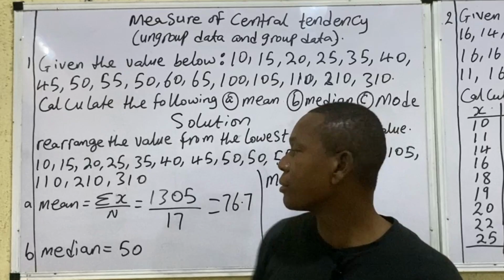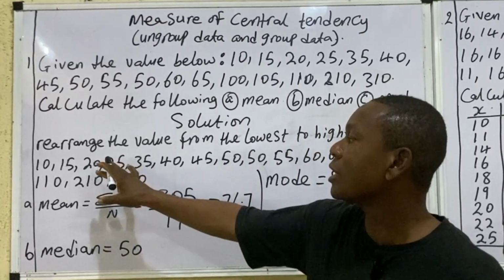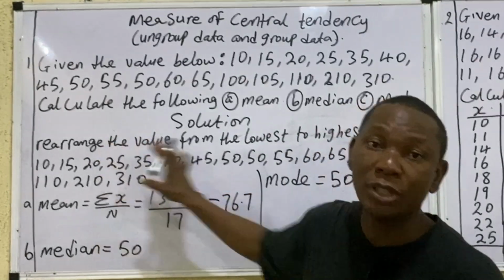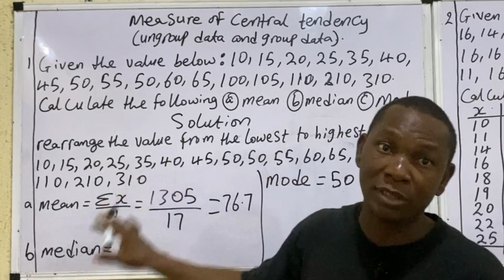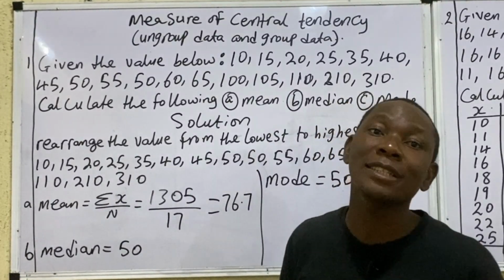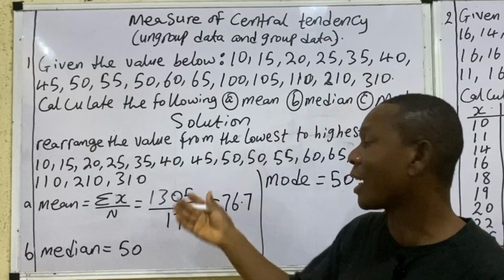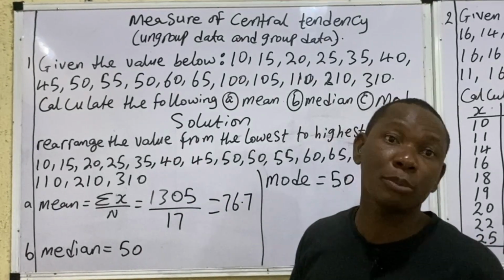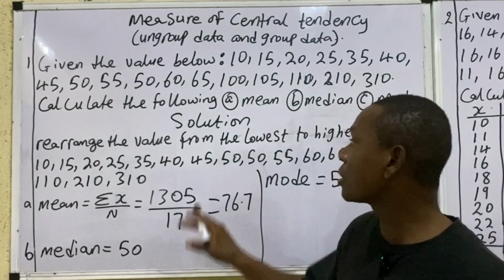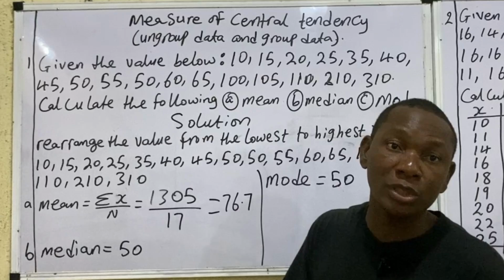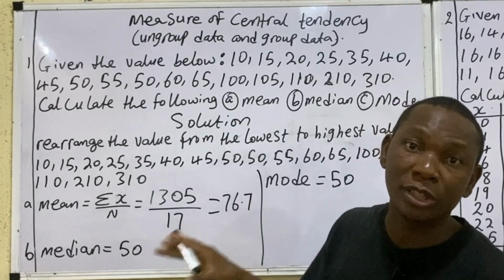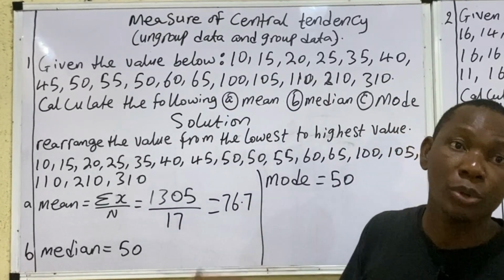Now, the next thing that we're going to calculate is the median. Note, the reason for arranging them from either the lowest value to the highest value, or from the highest value to the lowest value, is to easily get the median and the mode. Without arranging them, you can easily get your mean, because you can sum all the values and get your answer. But to get the median and the mode, you must always arrange them from the smallest to the highest, or from the highest to the lowest value.